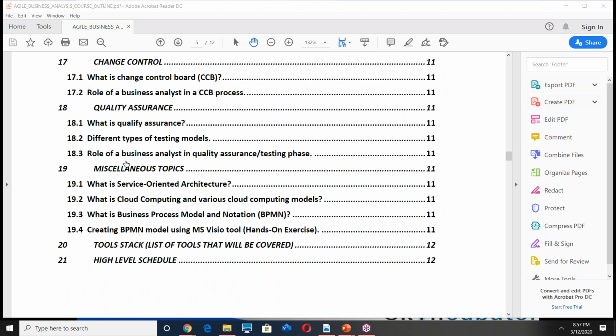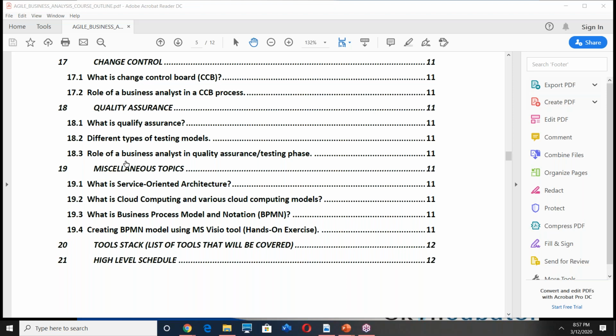And then finally, we'll talk about some of the technical concepts like service-oriented architecture. We'll also talk about some more other architectures like 2-tier, 3-tier, cloud computing. What are the different types of cloud computing models? BPMN, which we already spoke a few minutes back, business process model and notation, and then create BPMN models as well when we do the BPM topic.